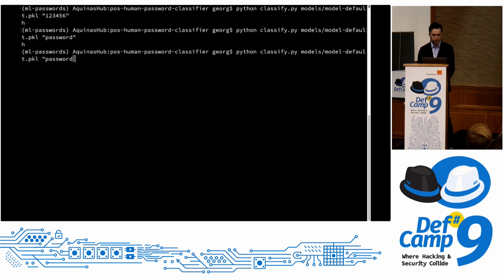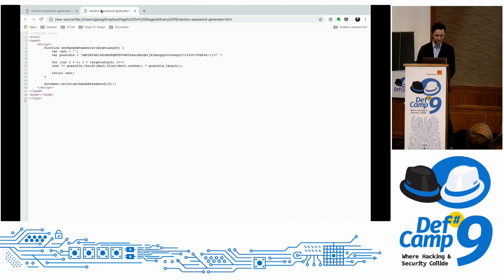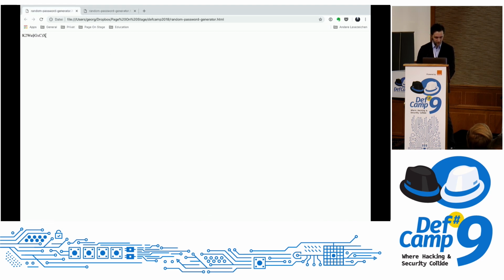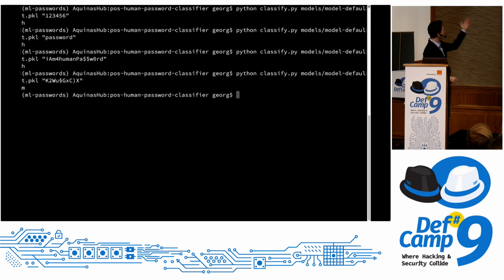Let's try something completely different, like I am a human password, maybe with a 0, something like that, with obfuscations. Human. And now let's try something really random. Here I've written a few lines of JavaScript, some kind of random password generator. I'm just going to copy that. It's really a random password. You have to trust me on this. I didn't set up my Wi-Fi, otherwise I could have used something like this. And it says machine generated.